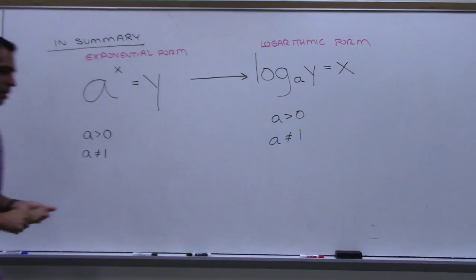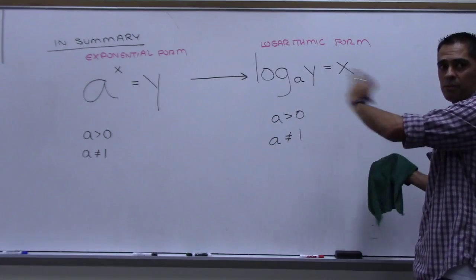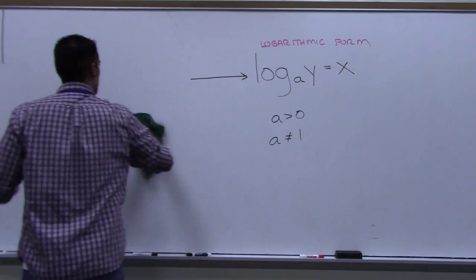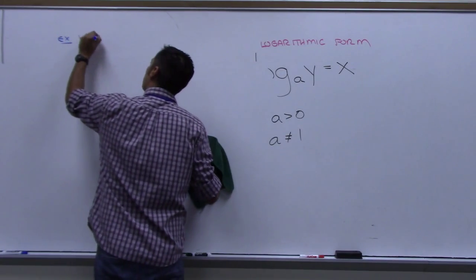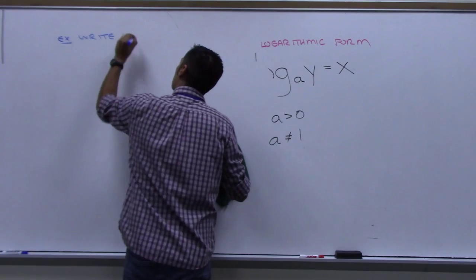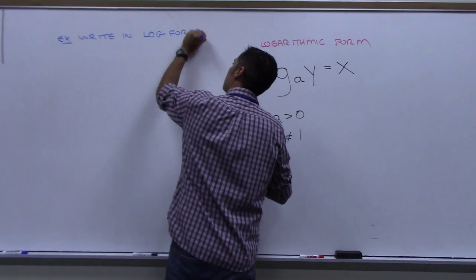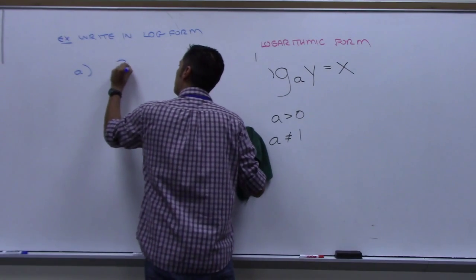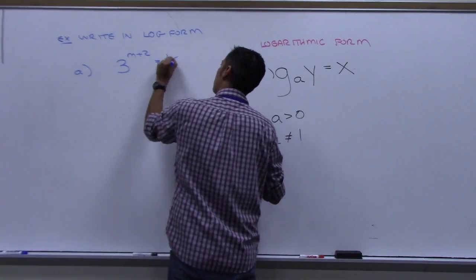Okay, let me put a couple of other examples up here for us to just practice the switching back and forth. Let's just practice that first. So first of all, I want you to write in log form. Part A. 3 to the m plus 2 equals k.